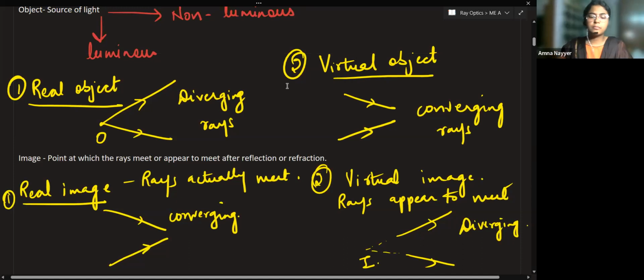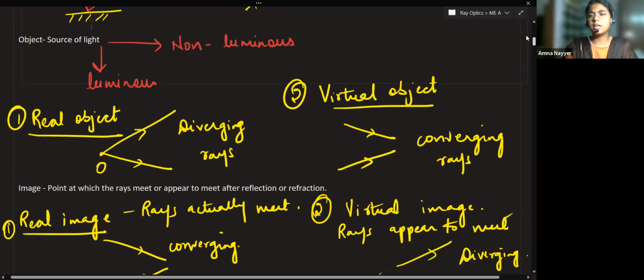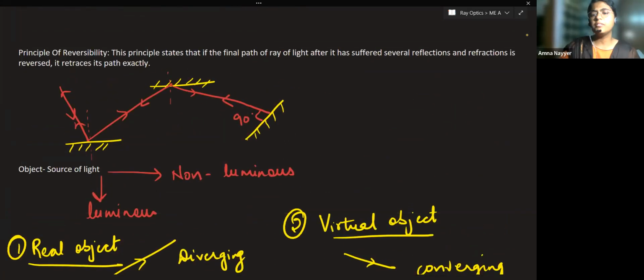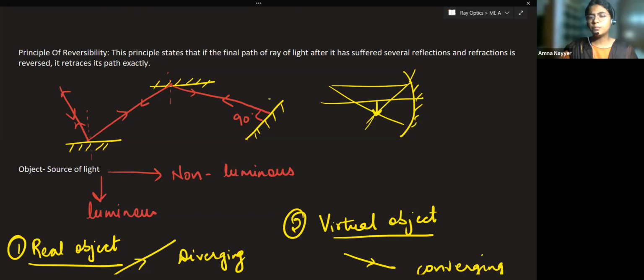As in this example I was telling you about, in mirrors, what did we see? One ray of light passed through the focus, another passed through the center of curvature, and at this point the rays were meeting. In one case, when the object was kept between the focus and the pole, the light rays traveled like this. The rays didn't meet, so we extended them and saw where the image appeared to meet.